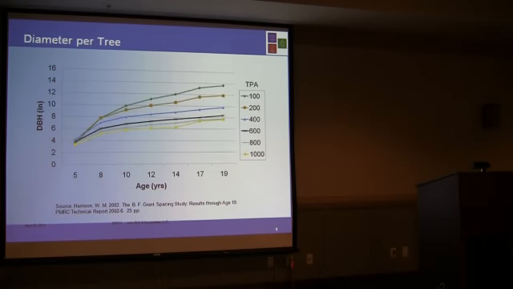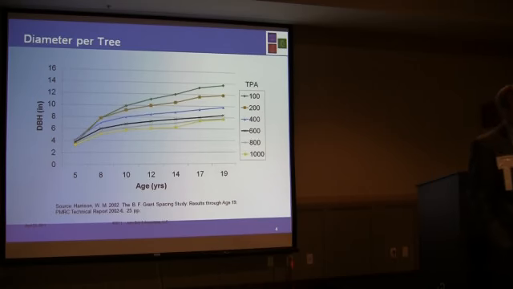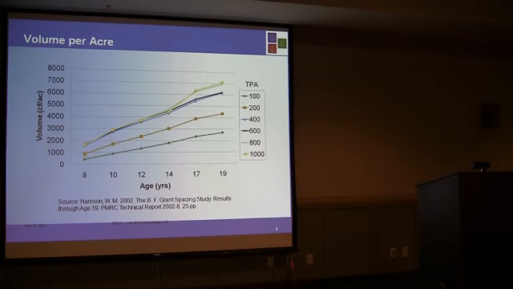Tree size, and I use diameter as a surrogate for tree size: the lower the density, the bigger the trees are. More space per tree, bigger trees. Next slide. Okay, volume per acre. With the exception of the two lower densities, 200 and 100 trees per acre, volume per acre, at least in this graph through age 14, is equal.